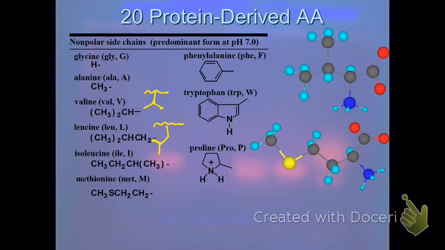Leucine has one extra carbon. If you think back to organic chemistry, that carbon is called a methylene carbon. Isoleucine just means it's an isomer of leucine, literally. I'm going to draw it down here. Actually, no, I'm not, because it's going to run out of space. All right, so that was valine.